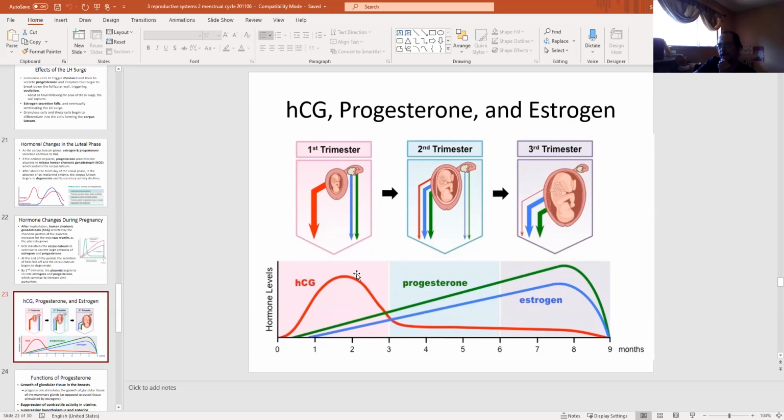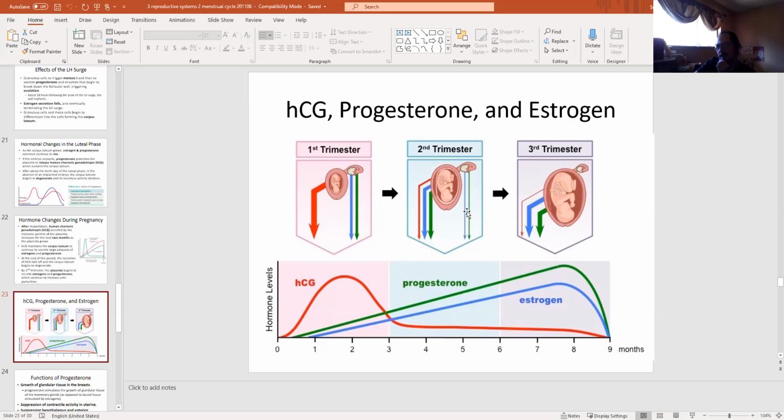After 2 months, the placenta is big enough to produce its own progesterone and estrogen, while they will reduce its HCG. With lower HCG, the corpus luteum cannot be sustained.